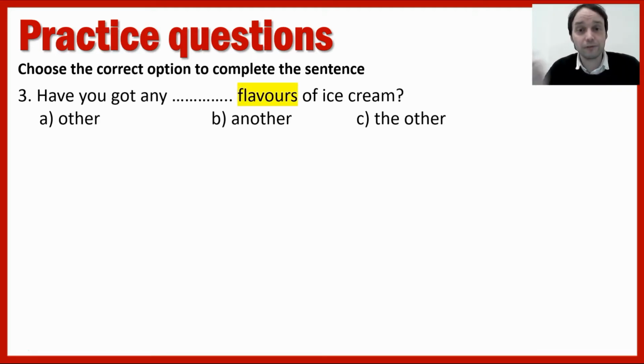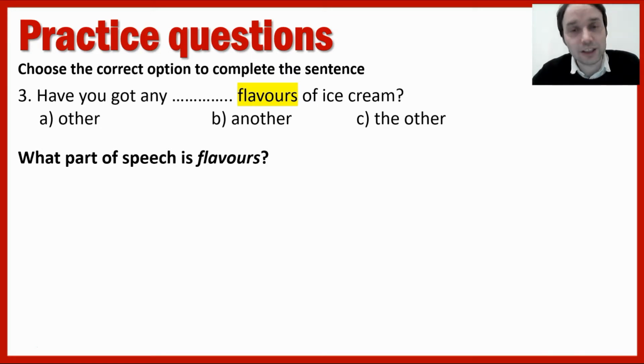Alright, so let's have a look at flavors. Flavors of ice cream. Noun phrase, the noun head is flavor. Alright, what part of speech is flavors? And if you notice, this is my English spelling of flavors because it has a U. If you study American English, then we spell this without the U. But I am British, I'm English, so I spell it this way. But they're both good, so don't worry about that.